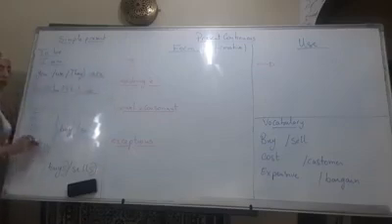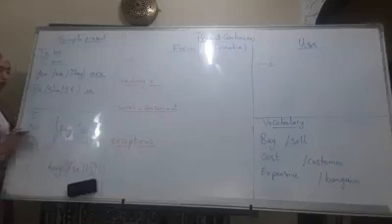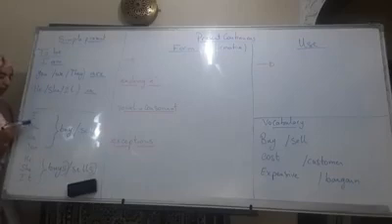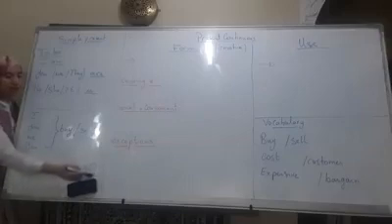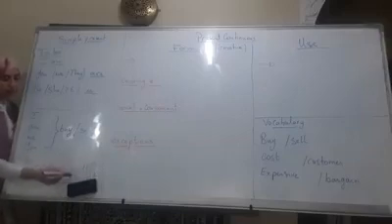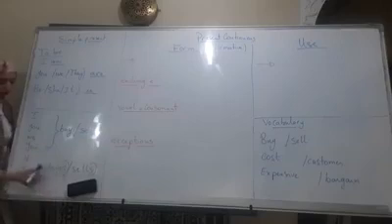Then, if we have another verb such as buy or sell, we should not change the basic verb with the subjects I, you, we, and they. But if we have the subject he, she, it, we should add a simple s at the end of the verb. So we can have he buys or she sells.